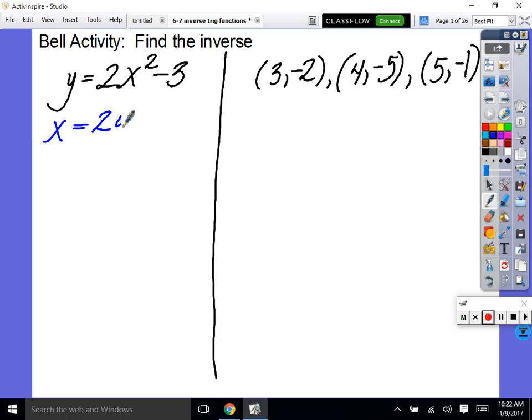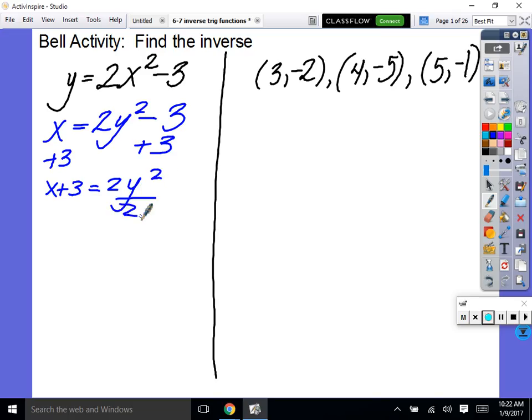Switch x and y. So we have x equals 2y squared minus 3. Then we solve for y. My first step will be add 3 to both sides. x plus 3 equals 2y squared. Then what will we do? Divide by 2.